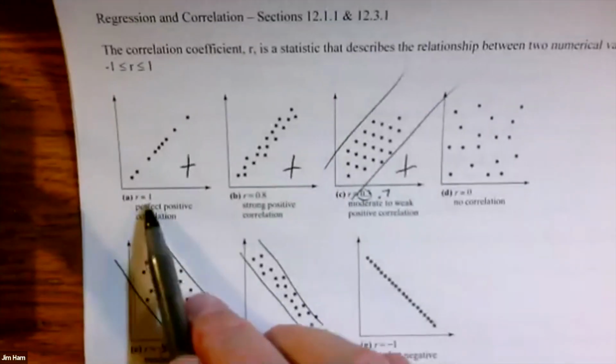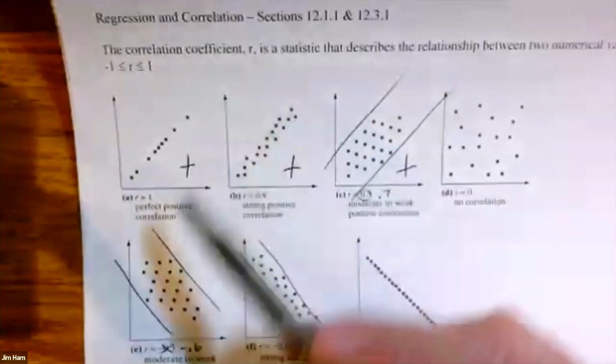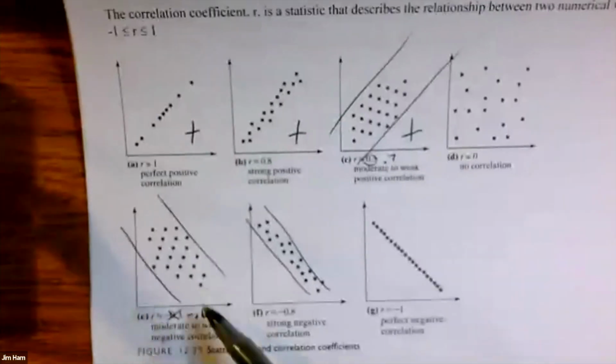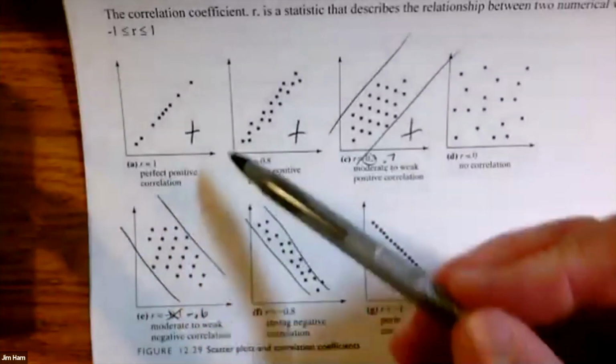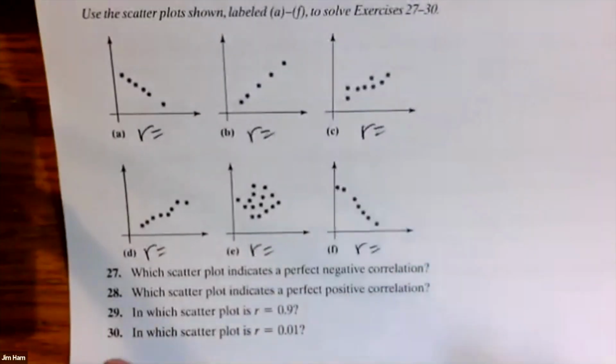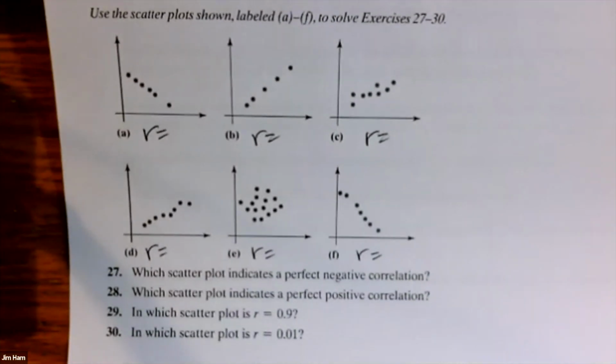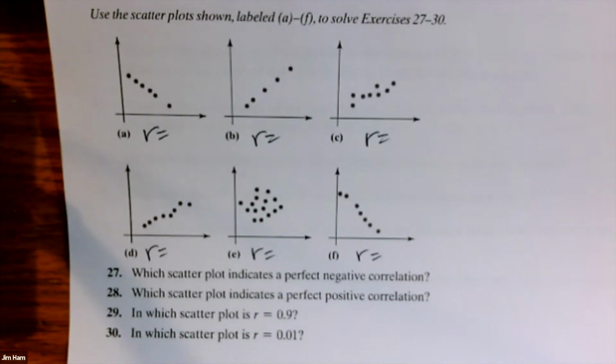See that? Positive, positive, positive, upward trend. Negative, negative, negative, downward trend. The points are all in a row, perfect relationship, 1 or -1, depending upon whether the trend is upward or downward. Okay, let's take a look.